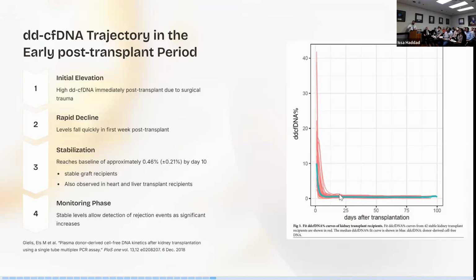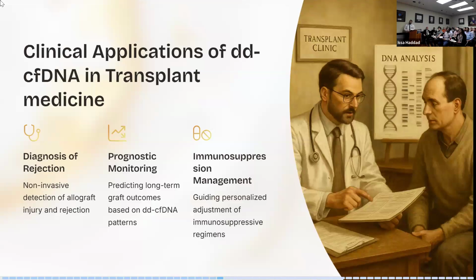In the monitoring phase, it has stabilized and remained stable, and this is what enabled us to think about it as a non-invasive biomarker. If it goes up, then there is something going on, possibly rejection. So, going into the applications of donor-derived cell-free DNA in transplant medicine, I'll start by talking about the diagnosis of rejection, and then I'm going to touch base a little bit on how we use it in prognostication, and then in immunosuppression.